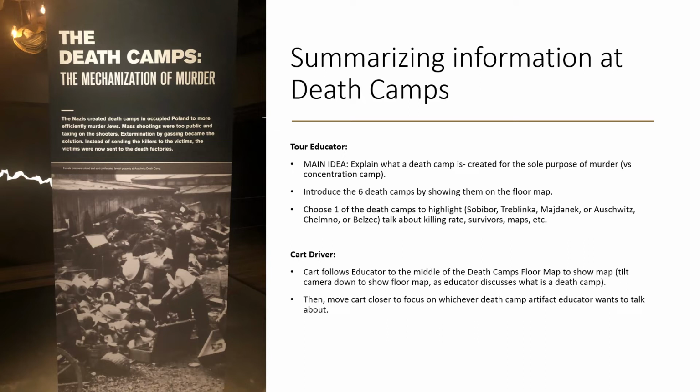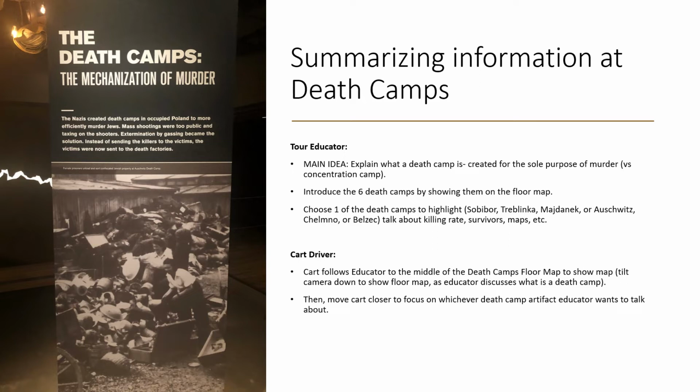Then, instead of talking about each individual death camp, choose one to highlight, whether it be Sobibor, Treblinka, Majdanek, Auschwitz, Chelmno, or Belzec. Choose one that you think the students would like to know about. So this is totally up to you, but I'd say it's also up to the students. If you feel that this is a super advanced group that clearly has a handle on the history of the Holocaust, clearly knows what a death camp is, and has heard of Treblinka and Auschwitz and Belzec, go ahead and use Chelmno as an example of a really interesting or odd death camp.